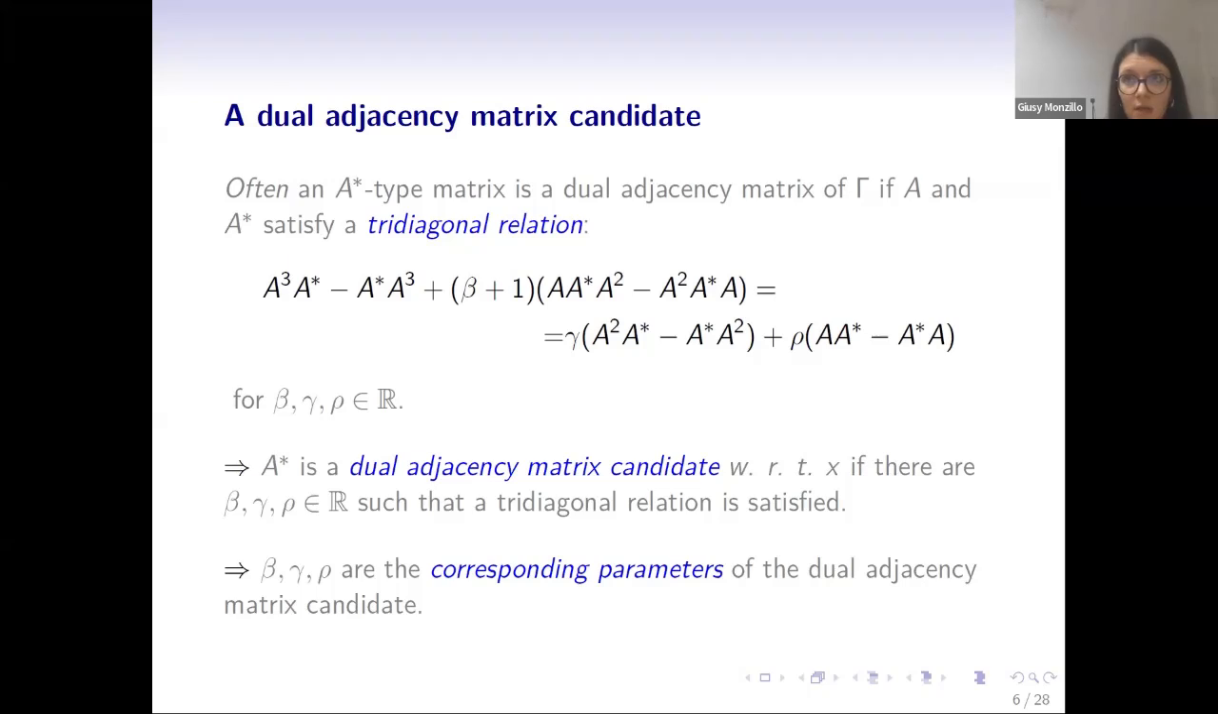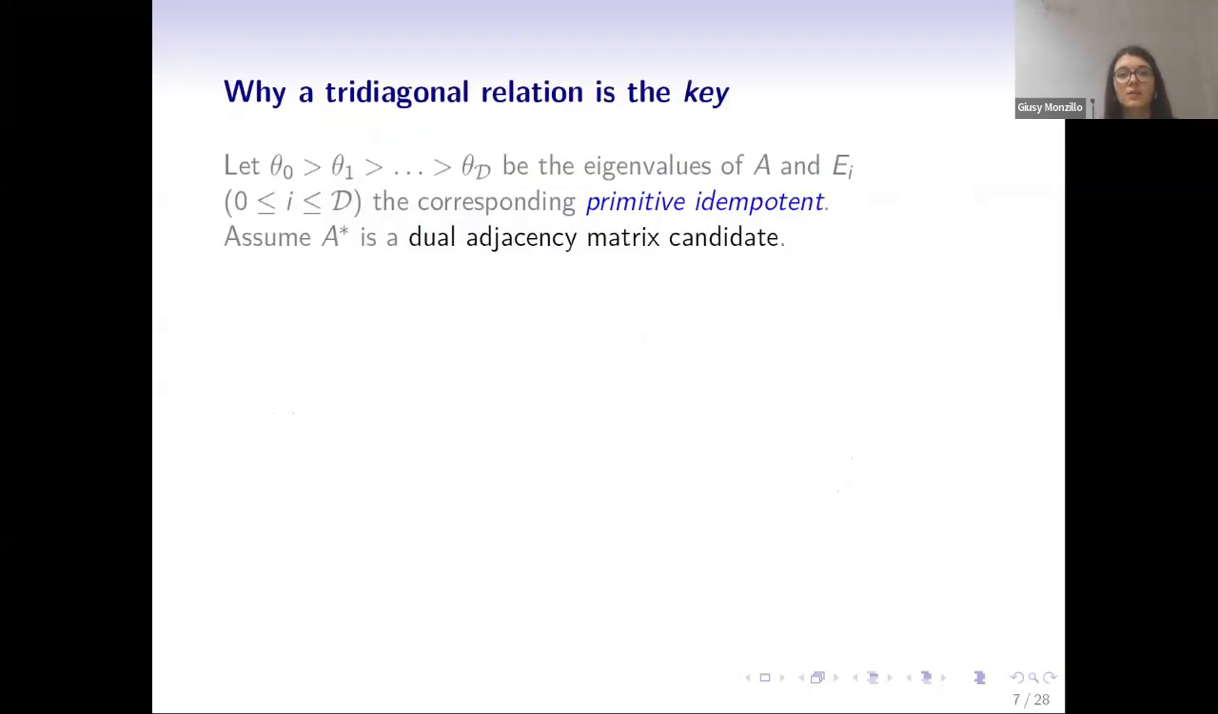Okay, but then what's the key here? Why do we focus our attention on a tridiagonal relation? Why is a tridiagonal relation the key? I want to explain why this can work, how to get from the tridiagonal relation to a copolynomial property. Again, we need to consider the eigenvalues theta_0 to theta_D of A, and the corresponding primitive idempotents, which are the projectors on the corresponding eigenspaces.